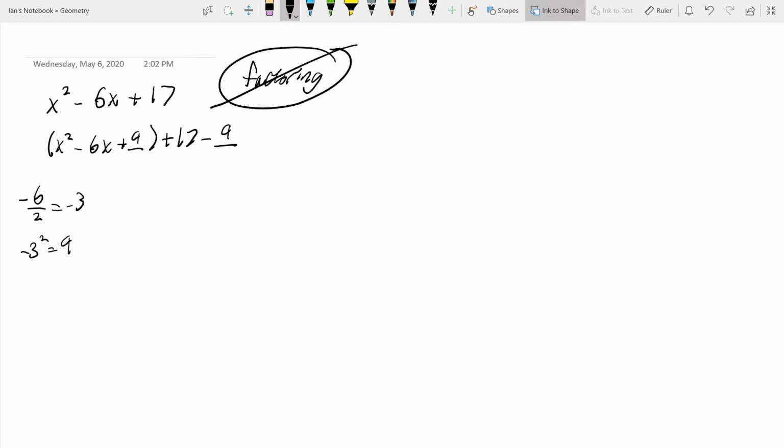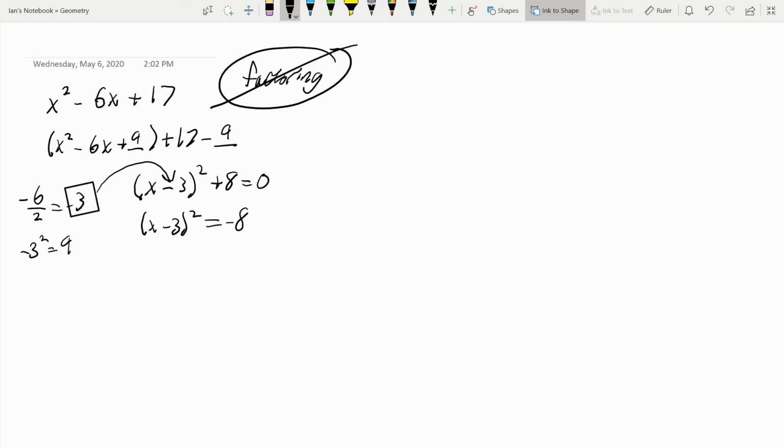Plus 9 minus 9. Now we can break this into a perfect square binomial instead of a perfect square trinomial. That's where this negative 3 comes back in. This is going to go here. So it's going to be x minus 3 squared plus 8. And this is our vertex form. Now let's set this equal to 0, and let's try and solve this. First thing we have to do, subtract that 8 from both sides. We're going to get x minus 3 squared equals negative 8.